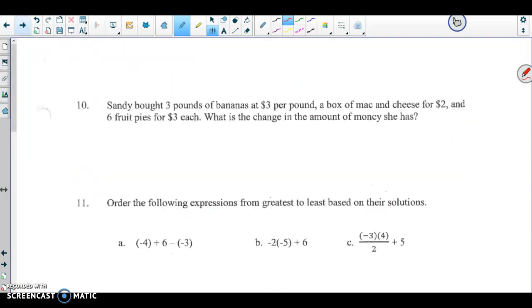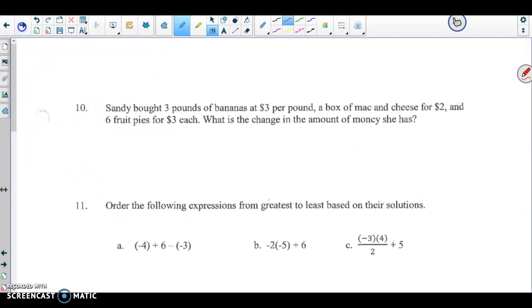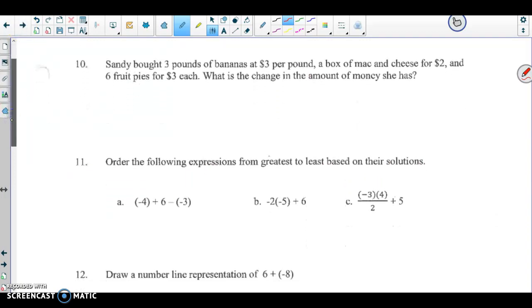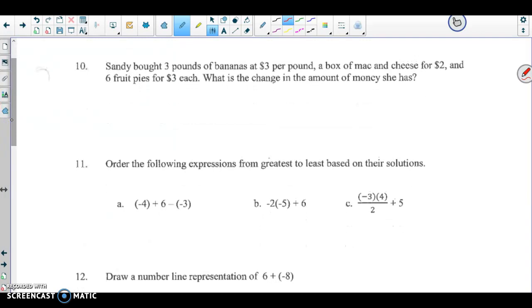All right, and then number 10, Sandy bought 3 pounds of bananas at $3 a pound, a box of mac and cheese for $2, and 6 fruit pies for $3 each. What's the change in the amount of money she has? So we're going to figure out how much she spent.